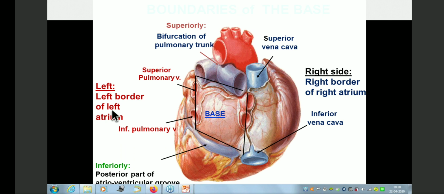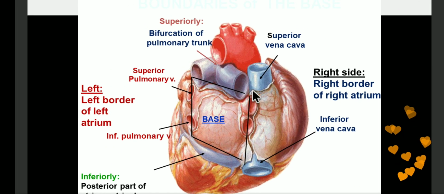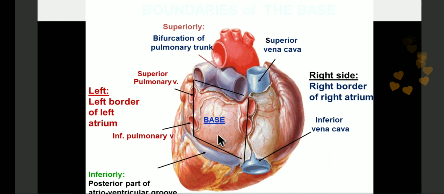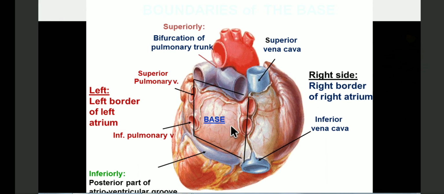And towards the left side, the boundaries are formed by the left pulmonary veins, and inferiorly by the posterior part of the coronary sulcus or the atrioventricular groove. So this whole is the base. There's a part of the left atrium coming in the base. This is the part of the right atrium coming in the base.